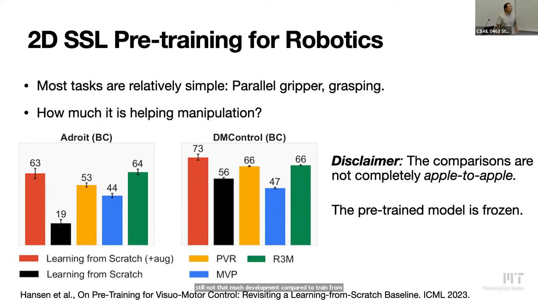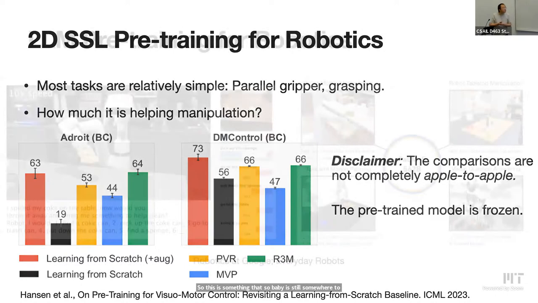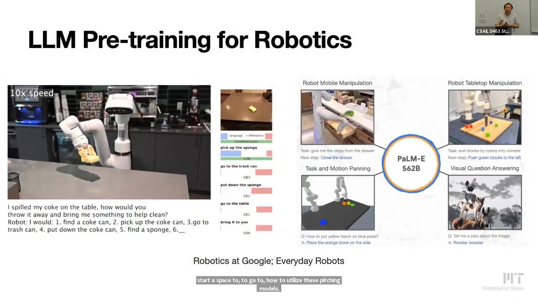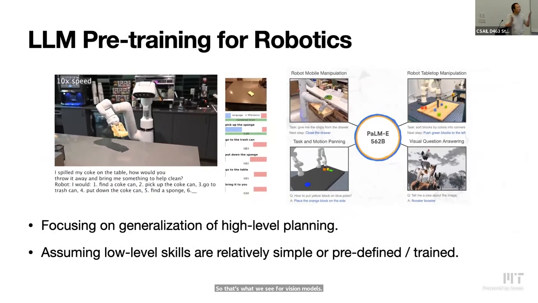So maybe there's still a lot of space to explore in how to utilize these pre-trained models. That's what we see for vision models. And for language models, we see a lot of demos from Google that use a language model to do planning. Essentially, the language model helps you generate plans, and then you connect these small skills together using these language model plans.